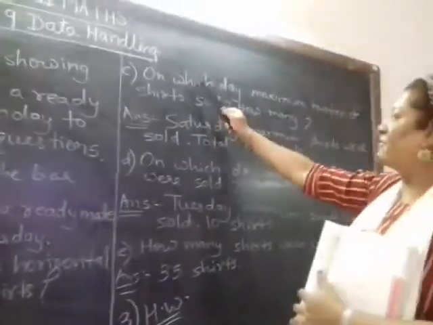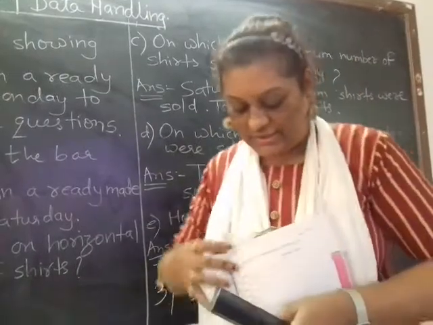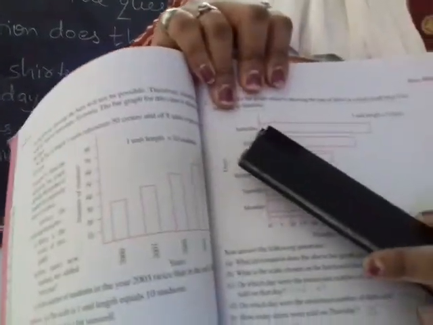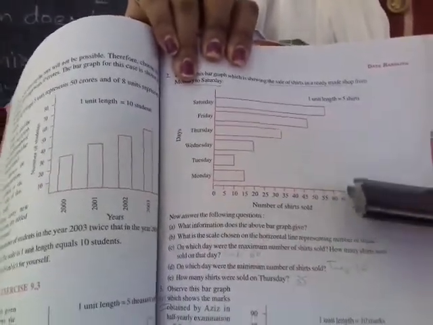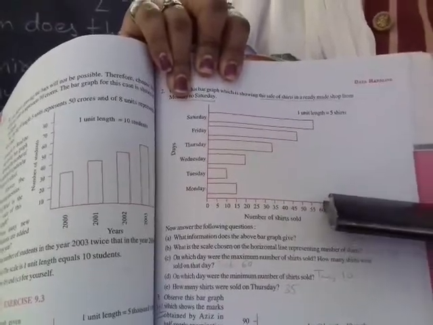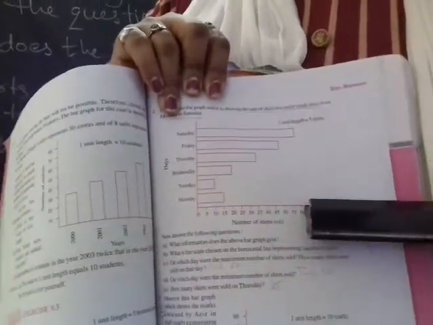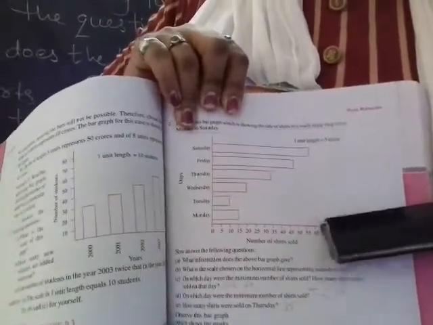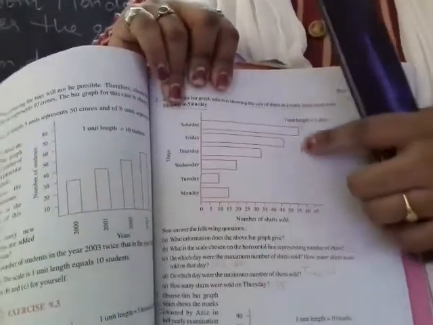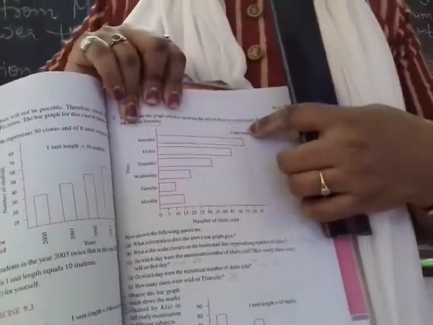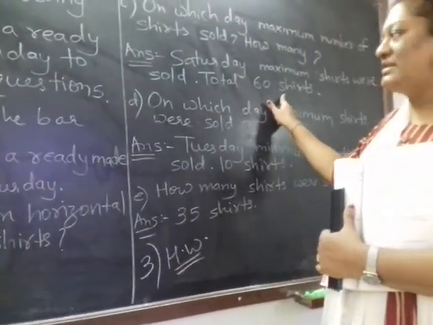Now question number C. On which day maximum number of shirts were sold and how many? So you can check it again in the graph. Which is the longest or the greatest bar given here? It is on Saturday, right? And how many shirts were sold on Saturday? 60, right? So Saturday is having the longest bar. Check it out on 60. See, the ending point of the bar comes onto 60. So the maximum number of shirts were sold on Saturday, and they are a total of 60 shirts sold on Saturday.